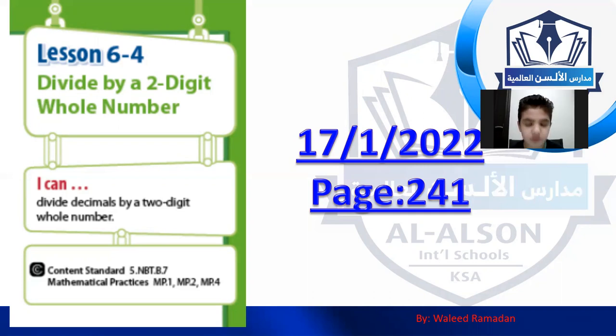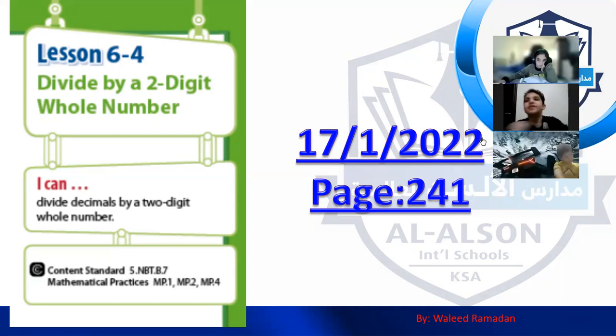I see Maggie, open your mic. Omar Ismail. Yes, mister. Do you have a problem with the page, with the lesson, in the book? 241 and the title is divide by a two-digit whole number and volume one. Very good. So we are sure that all the students opened the same page on the same lesson, and we will start the session now.